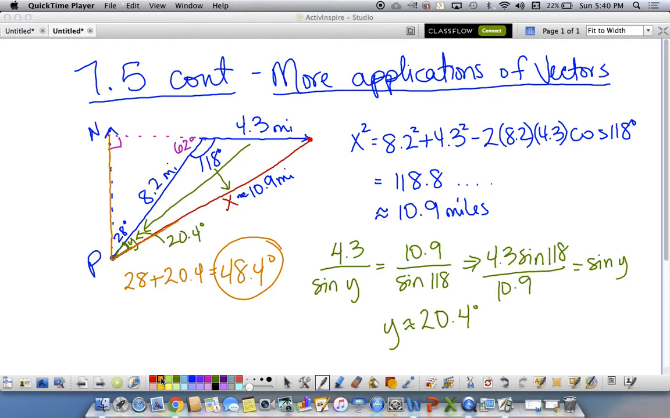Okay? All right, let's do another one. Maybe I won't mess up my numbers. All right, here we go. A ship leaves port on a bearing of 25 degrees and travels 61.4 kilometers. The ship then turns due east and travels 84.6 kilometers. How far is the ship from the port, and what is its bearing from the port?